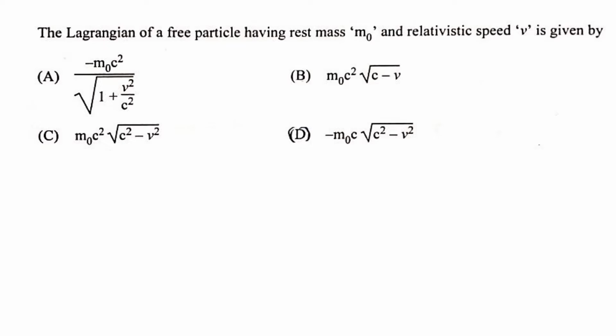The Lagrangian of a free particle having rest mass m0 and relativistic speed v is given by.